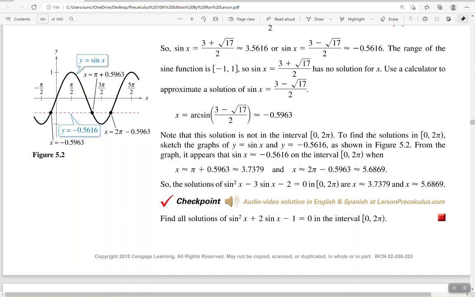So what would be the answer? We got this one, 3.7, and then you did 2 pi minus 0.56, which is about 5.7. Solutions for this one are those two. From 0 to 2 pi, 2 pi is roughly 6.28. That makes sense? So you want your answers to be between 0 and 6.28, because 2 times pi is 2 times 3.14. So both of these are between 0 and 6.28. That makes sense?